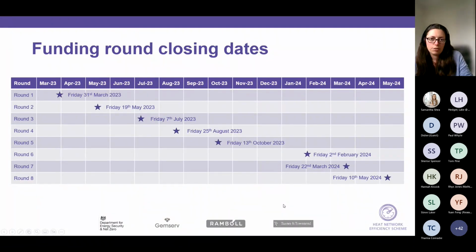We have 8 funding rounds. Funding round 1 is currently open. The scheme launched on the 7th of February, and the closing date for applications is the 31st of March. And then you can see it's quite spread out over the next 5 funding rounds up until the 13th of October. We then have a break over the Christmas period, and then round 6 closes again on the 2nd of February 2024, and the final funding round is the 10th of May 2024.